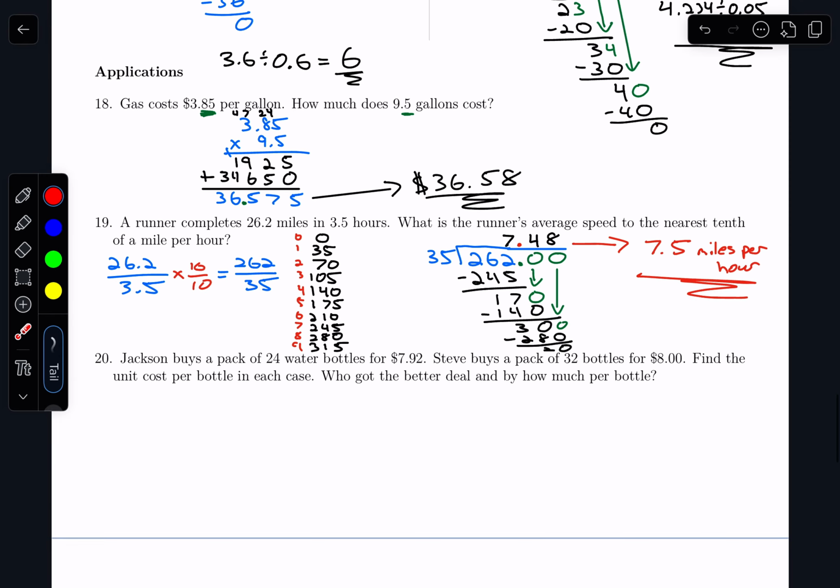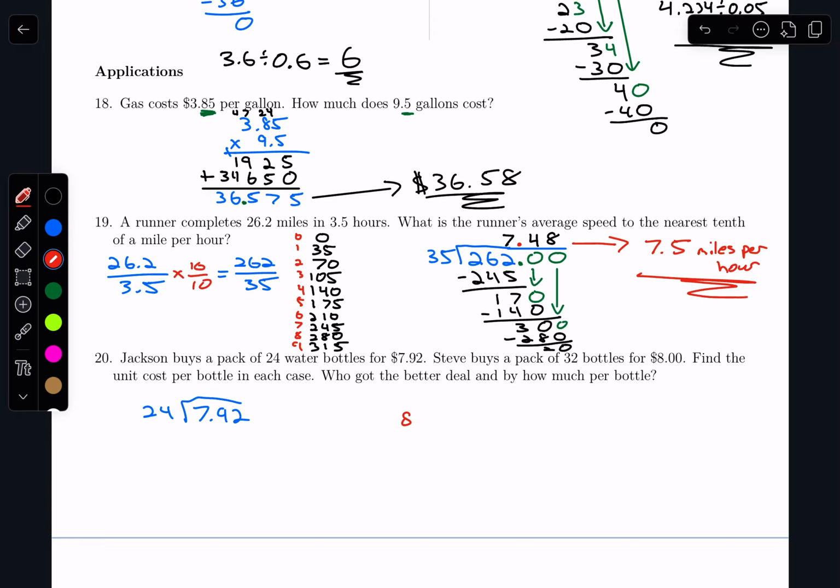All right, last thing is the thing I do most in real life, which is comparing what is called unit cost. So Jackson buys a pack of 24 water bottles for $7.92. Steve buys a pack of 32 bottles for $8. Find the unit cost per bottle in each case, and then say who got the better deal. So we're going to do 2 long division problems. We're going to divide $7.92 by 24, and we're also going to divide $8 by 32.